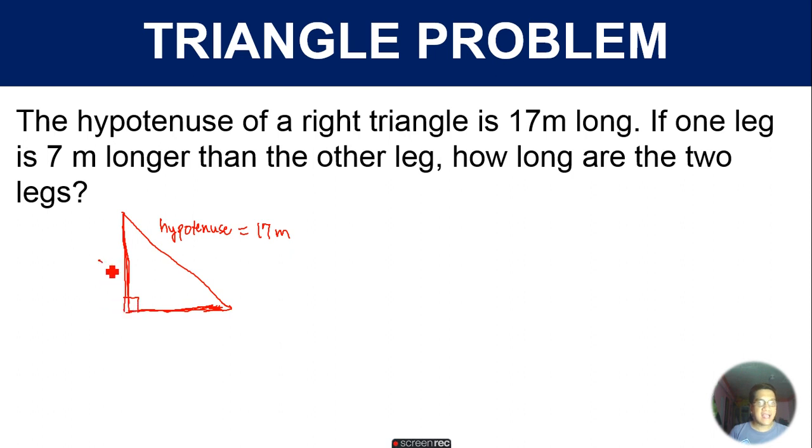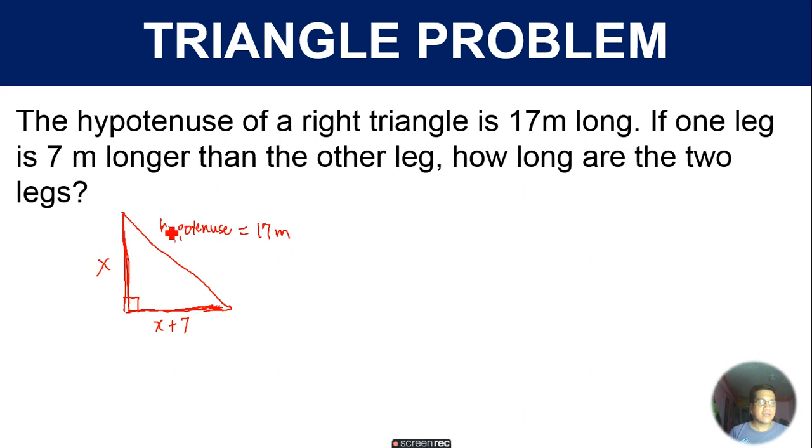So, let x be the first leg, and then the other leg will be 7 meters longer. If your first leg is x and the second is 7 meters longer, you just add 7. So, this will become x plus 7. Okay? So, that's it. Now, how are we going to solve this?